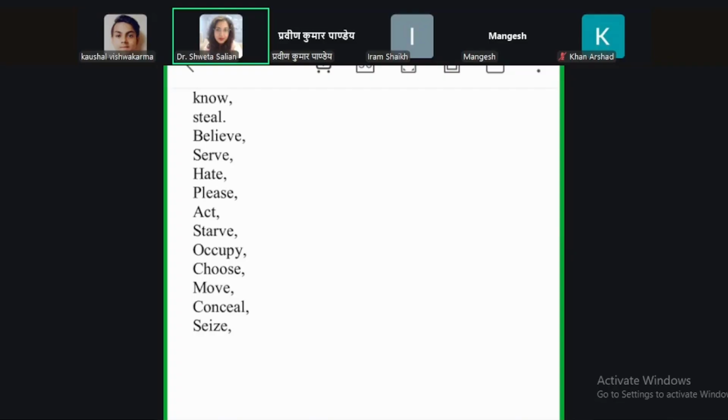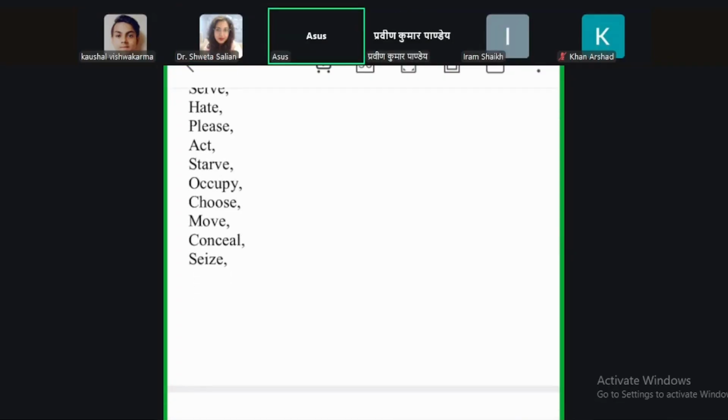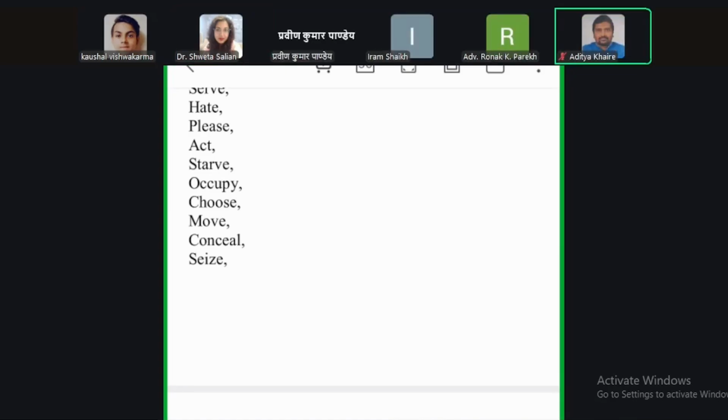Starving, starve, starvation. Yes, starvation. Then occupy is also occupation. Occupancy is again dependent on, for instance, something called rate. So the occupancy rate becomes an adjective. Let's go to the next one. Choose, the chosen, choice. Sorry, the choice.